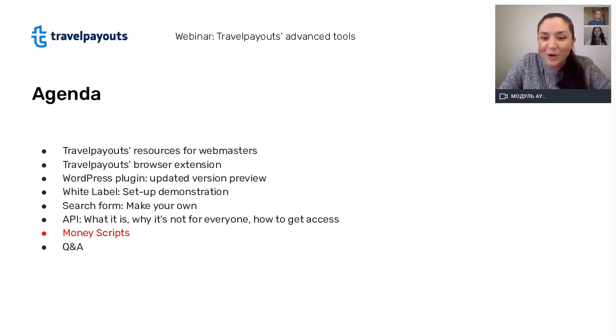Then we will stop for a moment to just share some answers to your questions that can probably show up in the chat. And then Polina will start by telling you everything about the white label solution that you need to know. She will give a demonstration of the setup process. Then she will move on to telling about the search form and API. And we will finally end up talking about monetization scripts, which is, honestly, my favorite tool because it's the simplest and the quickest way to monetize your content, and my content as well.